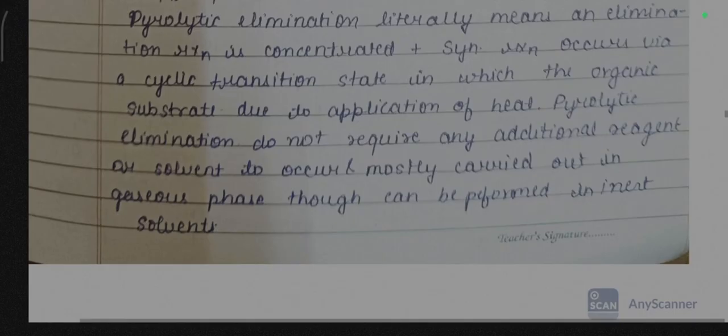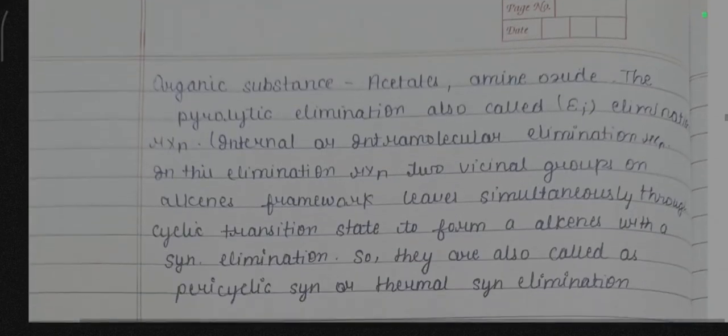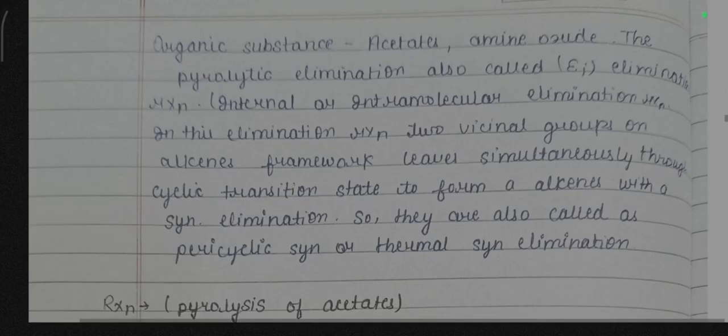Pyrolytic elimination does not require any additional reagent or solvent to occur and is mostly carried out in the gaseous phase, though it can be performed in inert solvents. Organic substance: acetate, amino oxide. The pyrolytic elimination is also called Ei elimination reaction, internal or intramolecular elimination reaction.